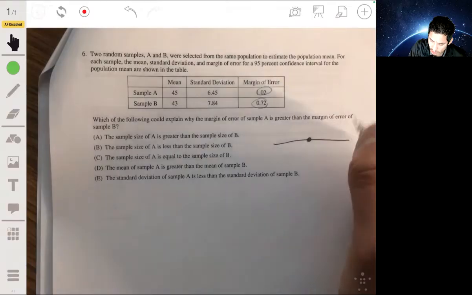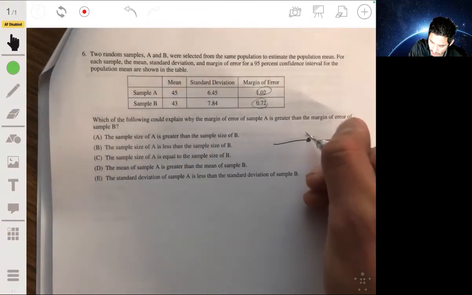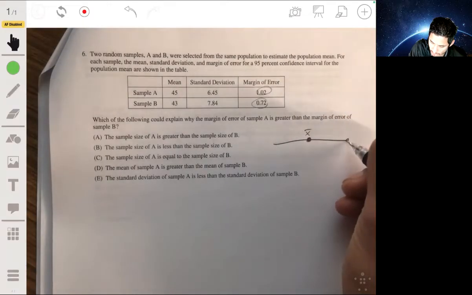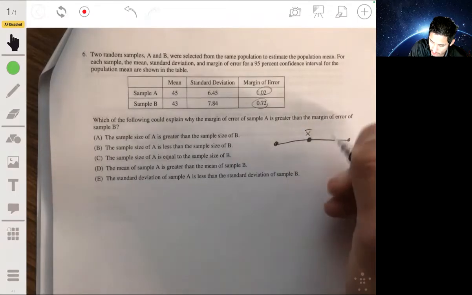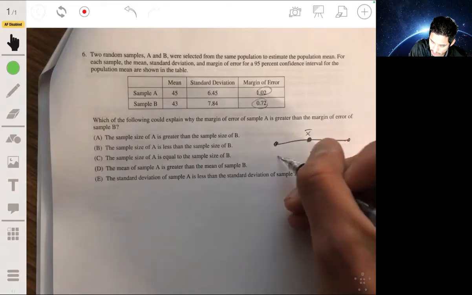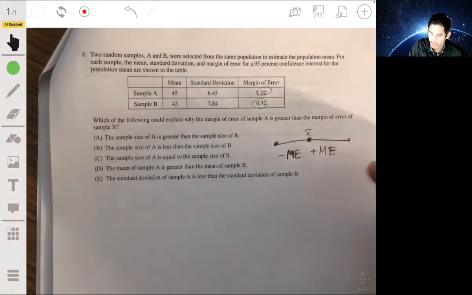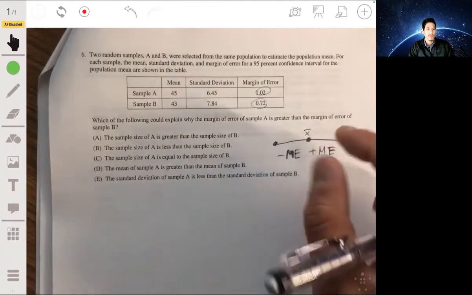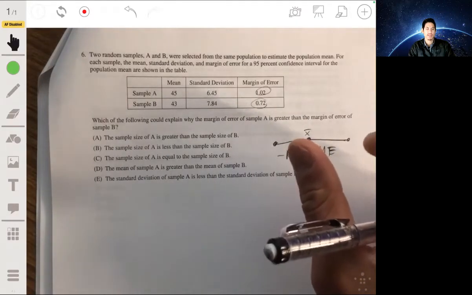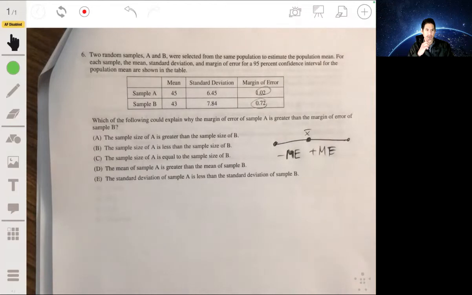In this case, you will have your sample mean, and the distance from one endpoint to the other would be your margin: plus to the right and negative to the left. Anyways, you obviously want smaller margins of error because you're going to get more precise estimates.